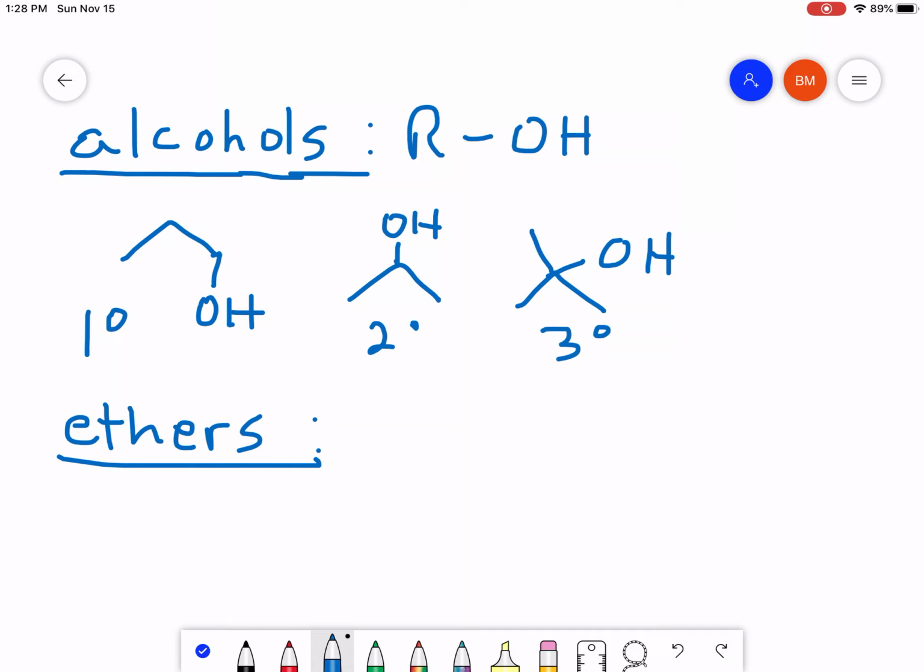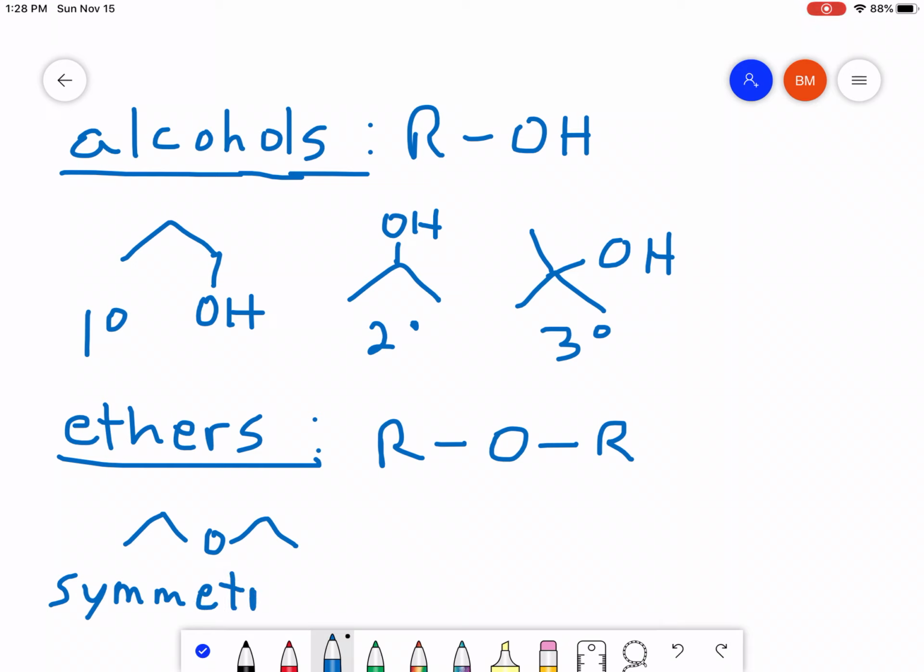Next one is called ethers. Ethers basically consist of an oxygen that has two alkyl groups, two different carbon chains bonded on either side, sort of like that. And there's a couple of different types of ethers. We can have a situation where the two alkyl groups are exactly the same. Like in this one, this is diethyl ether. You see, we have two ethyl groups, one on each side of the oxygen. This is called a symmetrical ether.